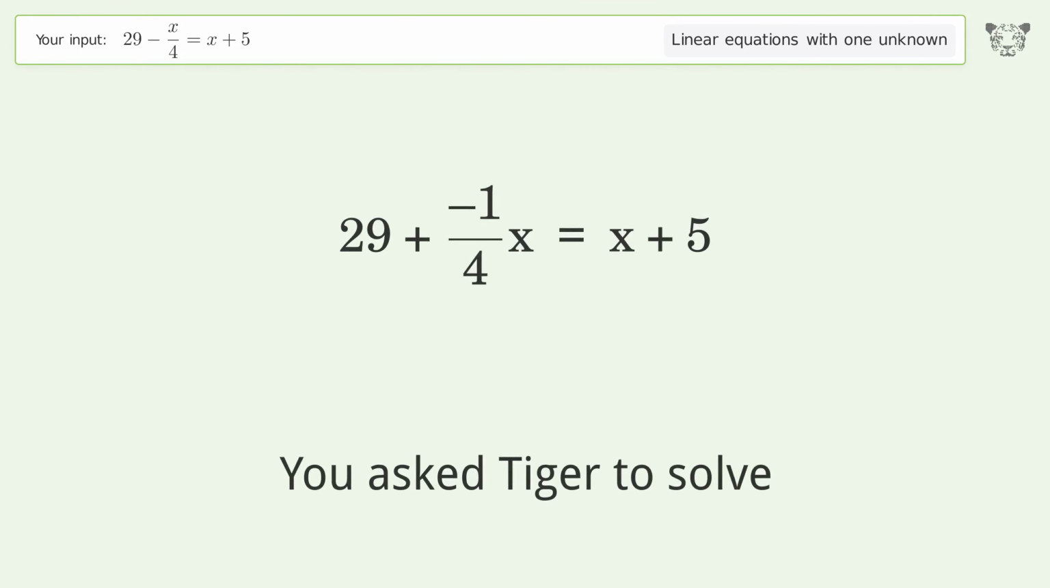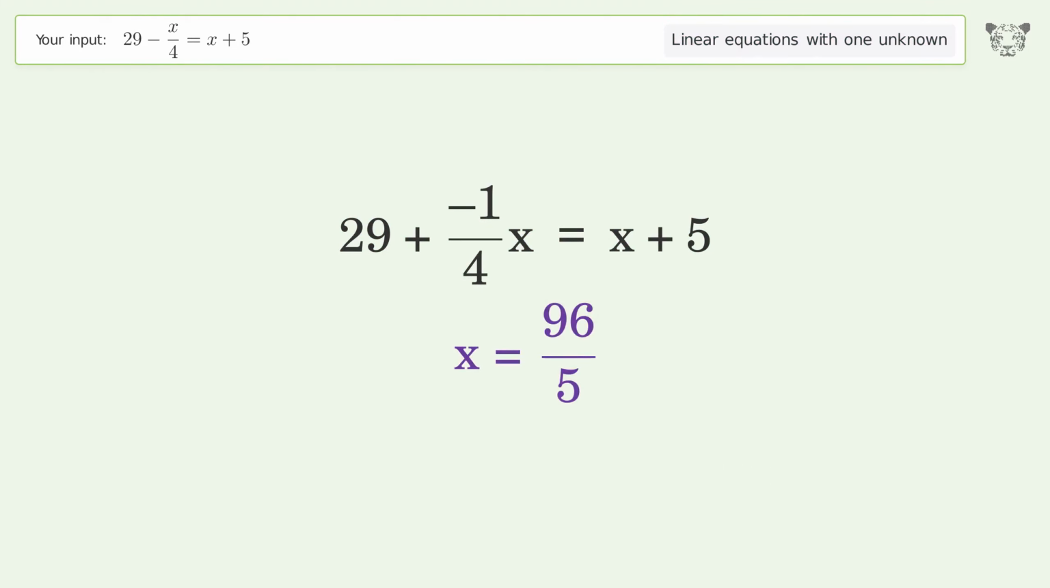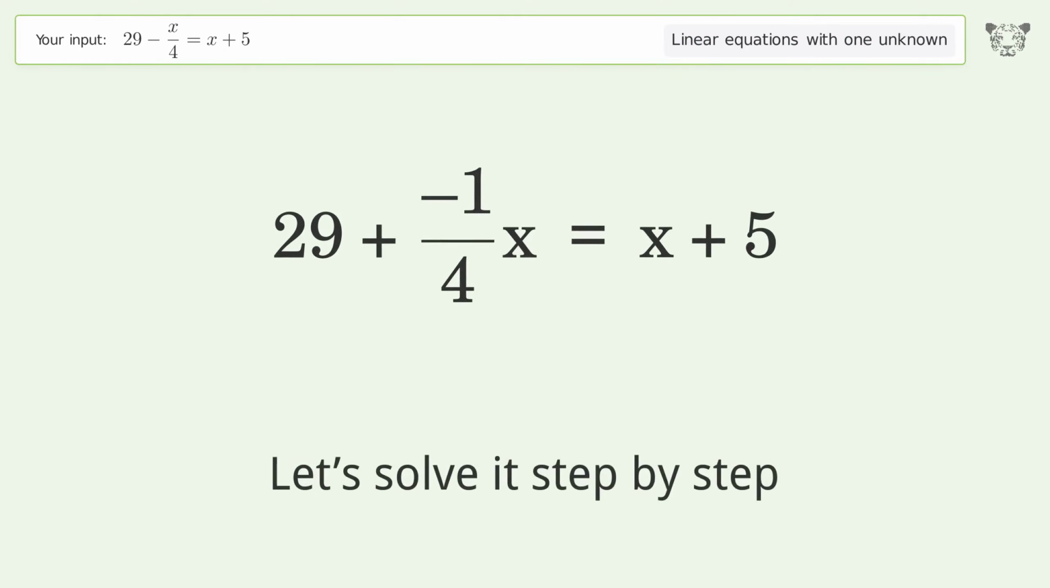You ask Tiger to solve this. This deals with linear equations with one unknown. The final result is x equals 96/5. Let's solve it step by step.